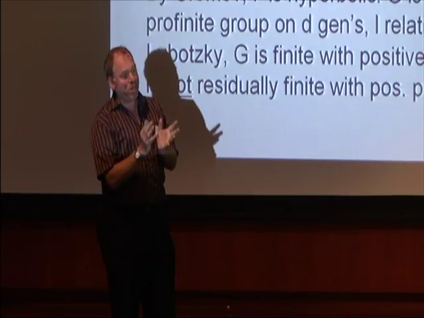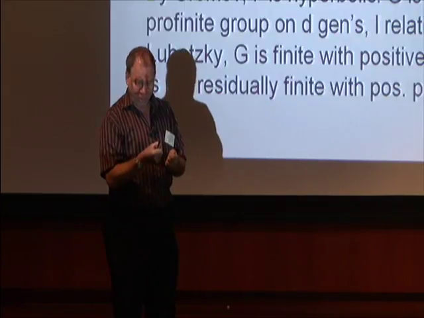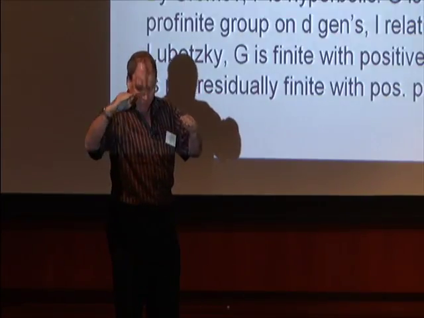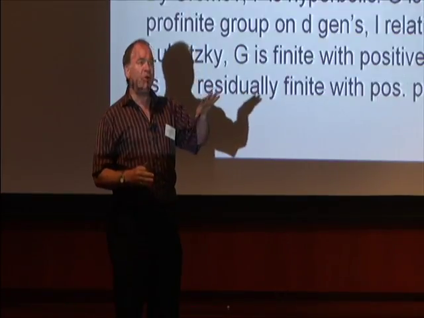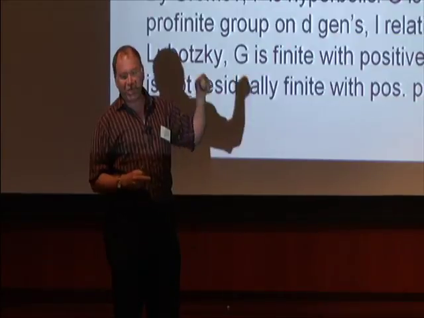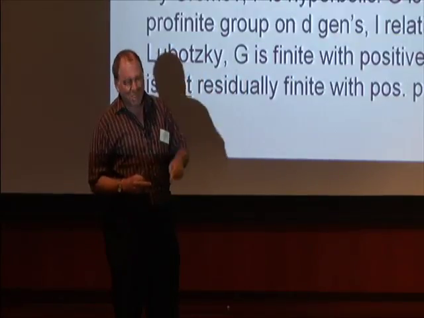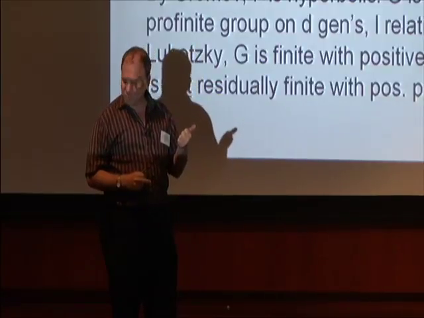Now, some of you may argue you are proving too much. You are proving not only that they're not residually finite, you are proving that they have only finitely many subgroups of finite index. Well, this is not too much. The people in hyperbolic groups already proved that if there exists a non-residually finite hyperbolic group, then there exist hyperbolic groups with only finitely many finite index subgroups. So this is not too much.